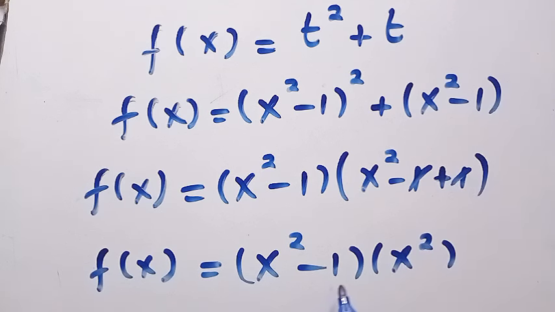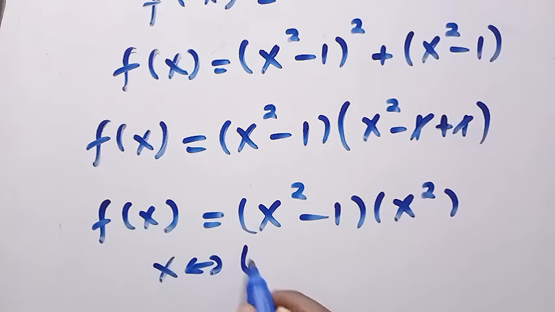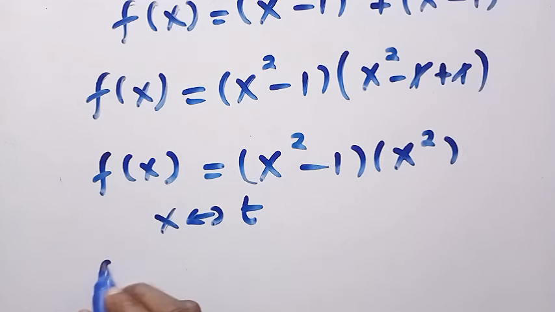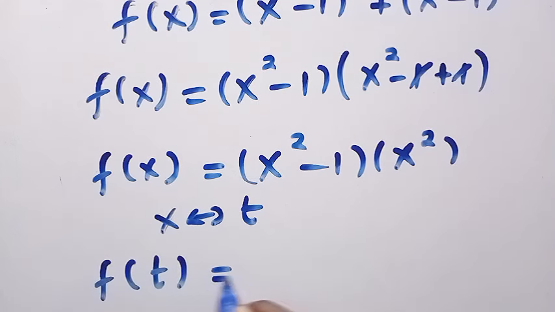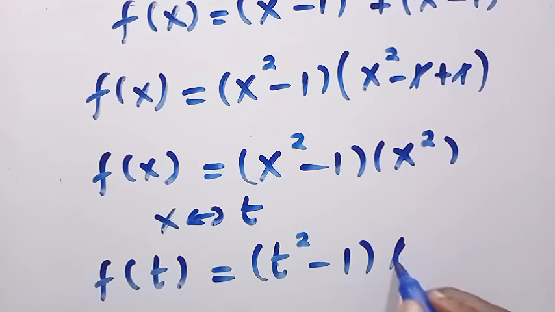Still yet, I'm not going to expand this, because when we expand this, we have x squared times x squared, that is x raised to the power 4, and minus 1 times x squared, that is minus x squared. I'm not interested in expanding this. What I will do again is, I want to get f of t. So therefore, I'm replacing every single x with t, and we are going to have f of t equals t squared minus 1, then multiplied by t squared. So at this point, we have gotten f of t.